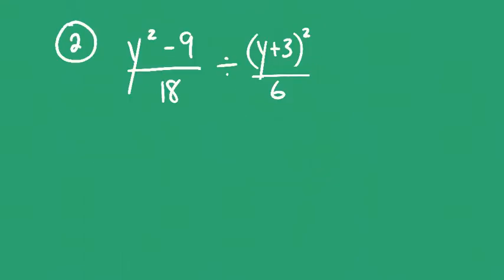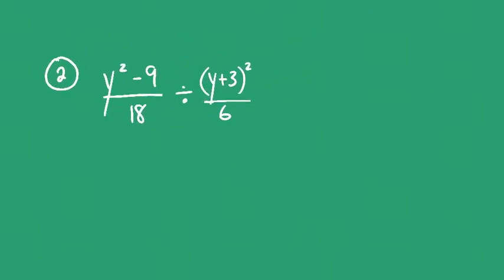Next up, number 2: y squared minus 9 over 18 divided by y plus 3 squared over 6. So a couple things I want to point out here. On the tops of both of these, we've got binomials, so we're not going to follow the same method that we did on number 1. Some other things to point out.